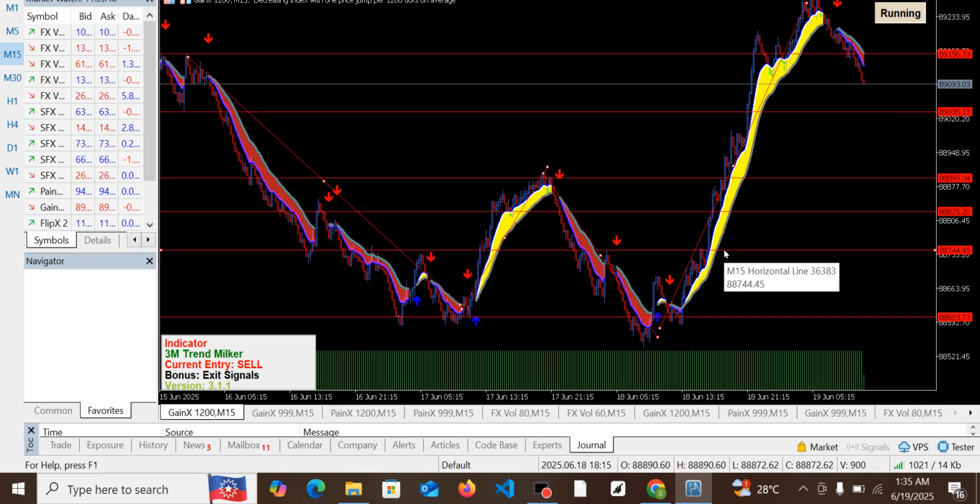So when it got to the entry point, it picked the signal, and of course I set the stop loss. Like I've always been telling you, always make sure you set the stop loss.